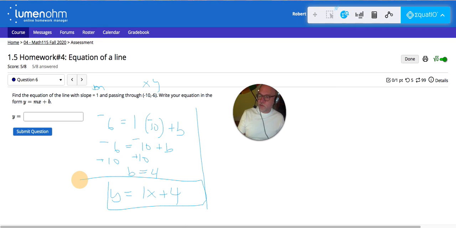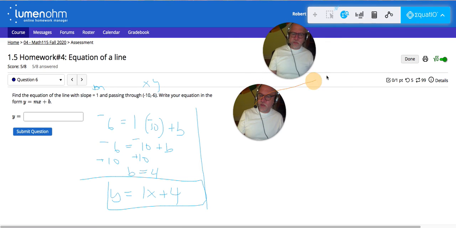But I'm going to use point slope because they may ask you at some point to use it specifically. I don't plan to do that, but you never know what they're going to do here.